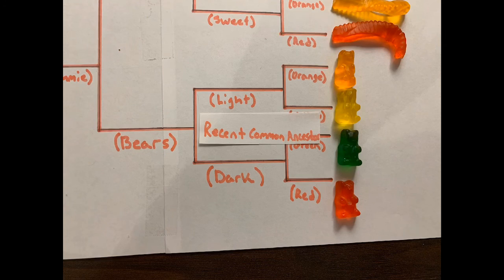If we look at the bear branch, we can see the most recent common ancestor for light and dark colored bears is just normal gummy bears. And we can see the most recent common ancestor for orange and yellow bears is just light colored bears. And the most recent common ancestor for green and red bears is just dark colored bears.